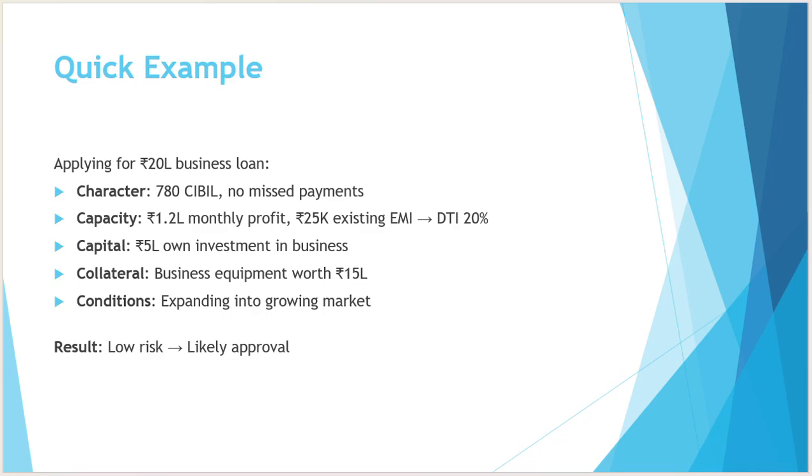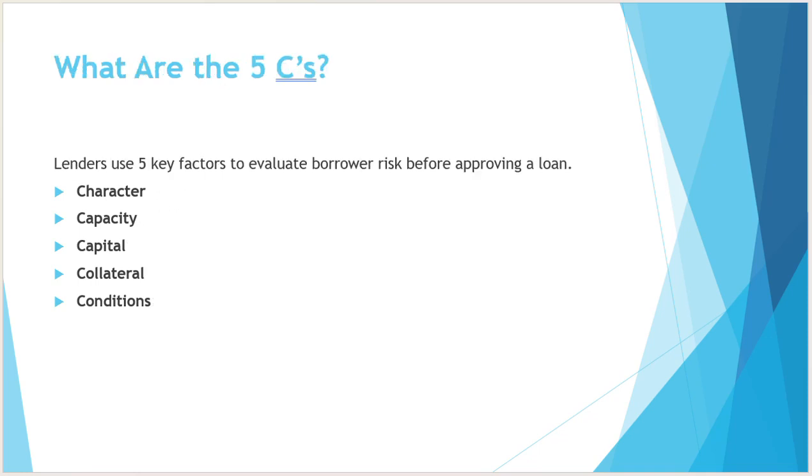Then the condition: expanding into a growing market. The condition is that it is expanding in a growing market and finding new opportunities. And the result: low risk, likely approval. If there is low risk and higher payment capacity, the bank will approve the loan. So let's once again discuss the five C's.